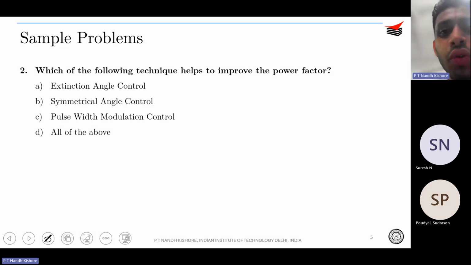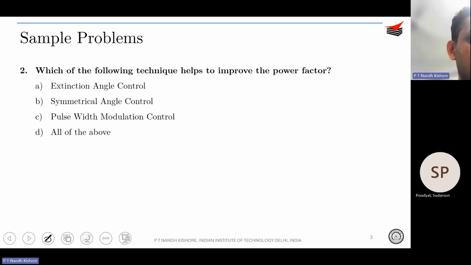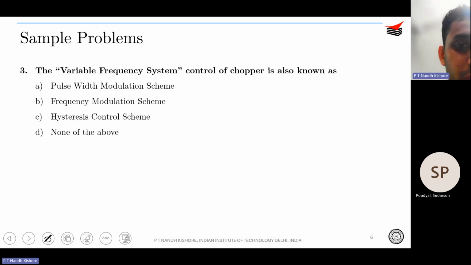So I think you went through each of these techniques in detail in the classes. So the answer is all of the above. In particular, you studied extinction angle control and symmetrical angle control using SCRs or thyristors, and you of course know that you have pulse width modulation control as well, which are the PWM rectifiers. Under that category, I think you saw the boost power factor correction stage, or the boost PFC, we call it, and the flyback converter as well. Anyway, all of these techniques can help improve the power factor.